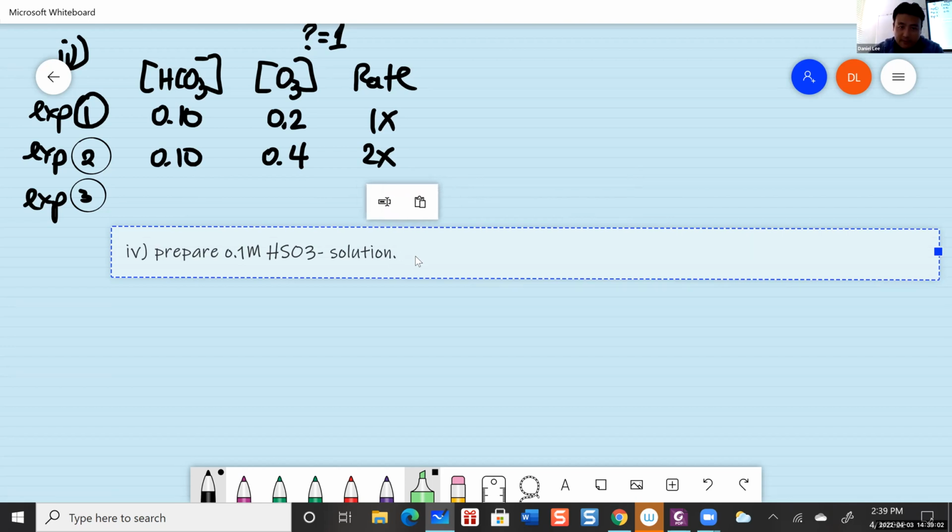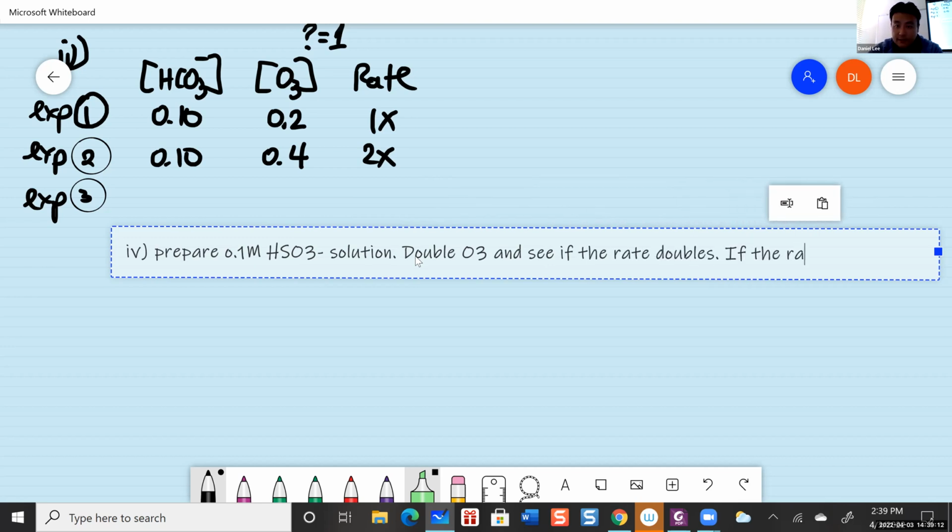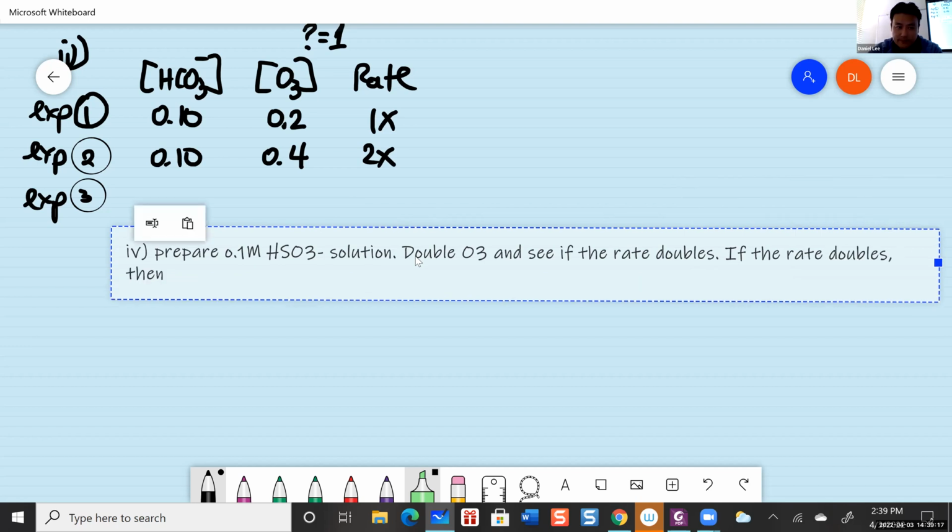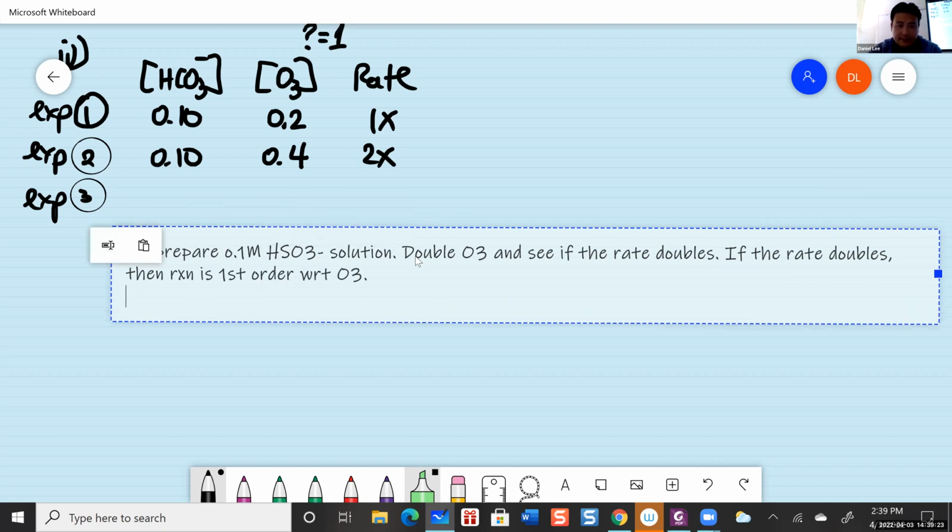Then I will double O3 and see if the rate doubles. If the rate doubles, then the reaction is first order with respect to O3. And then prepare 0.1 molar O3.